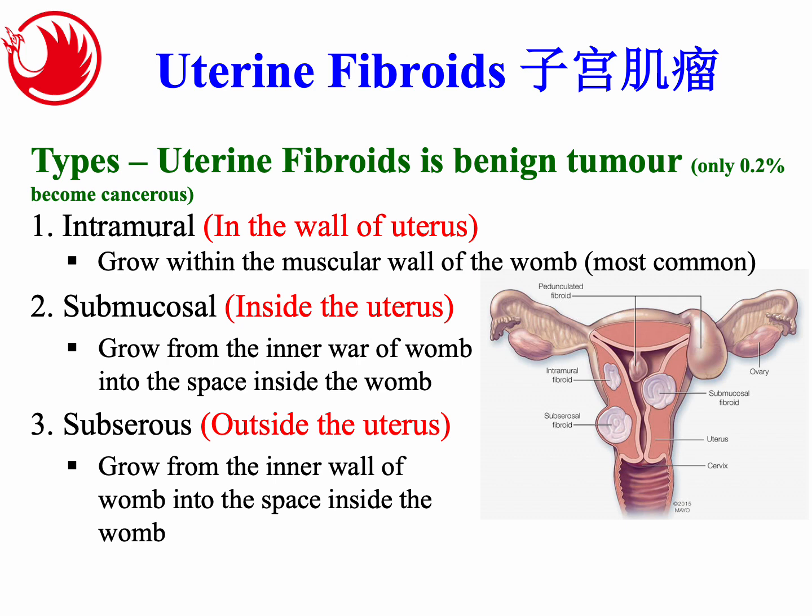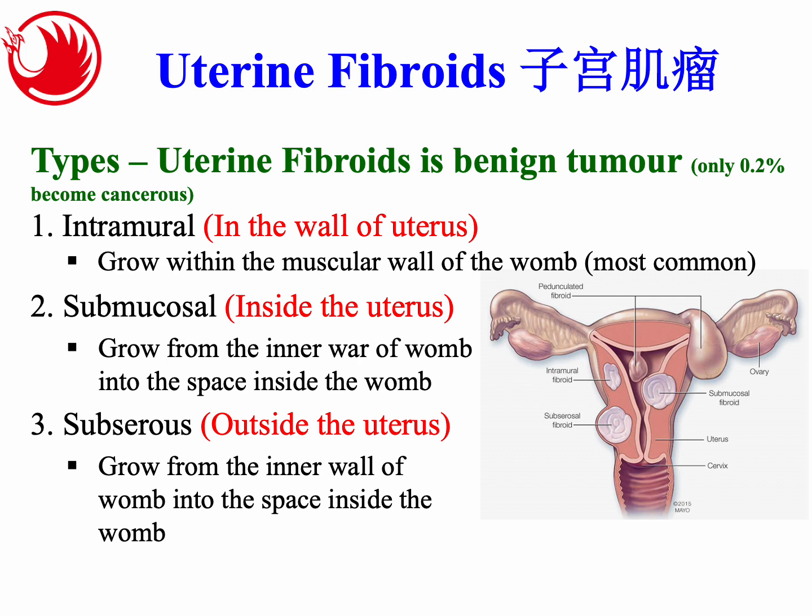Okay, next is a subserous fibroid. This fibroid grows from the outer wall of the uterus into the space outside the womb. They can grow large and cause pressure on the surrounding organs, which may lead to symptoms such as back pain, bladder issues, and constipation.